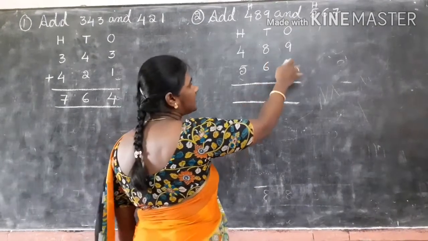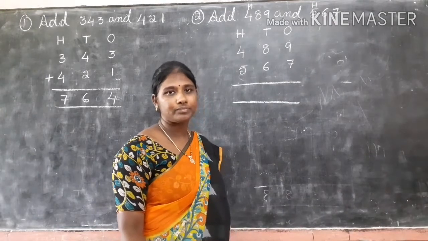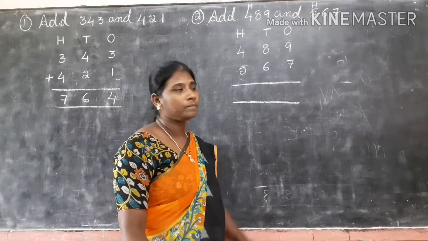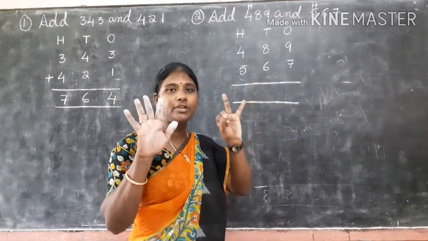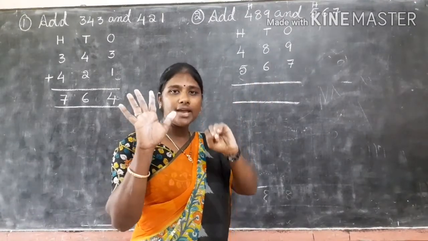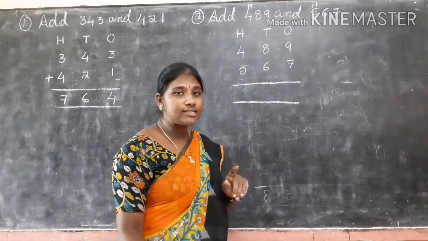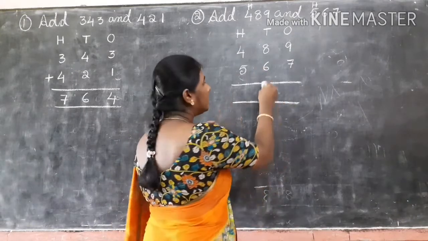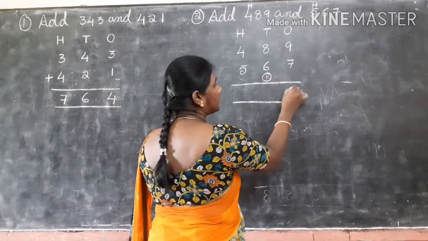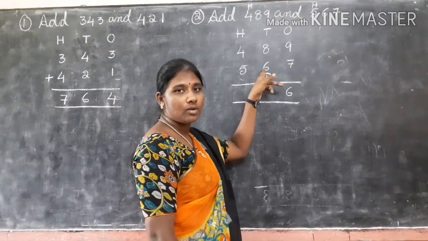Okay. Now 9 plus 7. First take the down number on fingers, 7 fingers. Up number 9 after 10, 11, 12, 13, 14, 15, 16. So in that 16, 6 is in the ones place. 1 we have to write in the tens place.